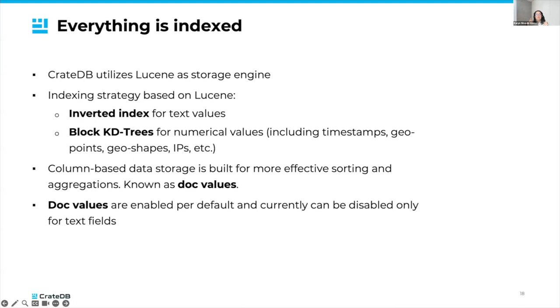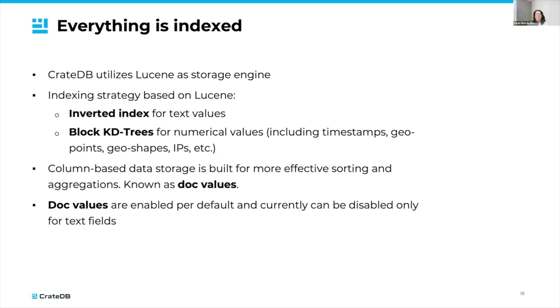So, again, step back. First, CrateDB uses Lucene as storage engine. That's really interesting because it leverages the inverted index, block KD trees, and all those indexing strategies that are quite performant when storing your data and querying your data. Besides that, it uses a lot of interesting indexing strategies that I'll share following. So let's dive in and understand a bit more what we're talking about here, okay?